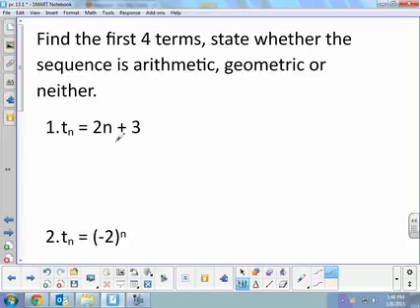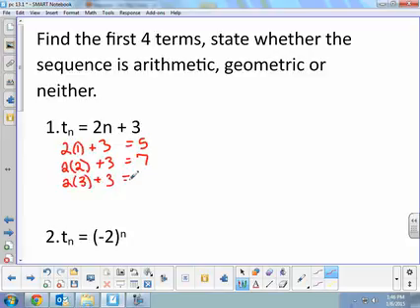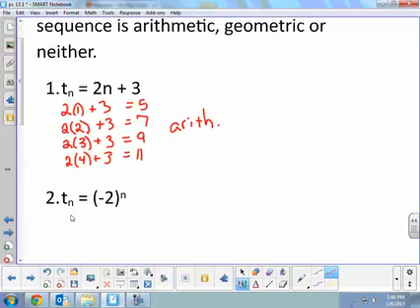So on these examples, if we wanted to find the first 4 terms, all you're going to do is plug in 2 times 1 plus 3, 5, 2 times 2 plus 3, 7, 2 times 3 plus 3 is 9, 2 times 4 plus 3 is 11. This one would be arithmetic. I am going up by 2 each time.